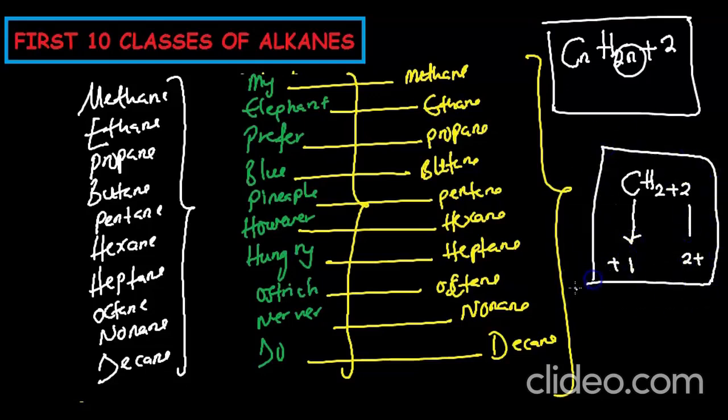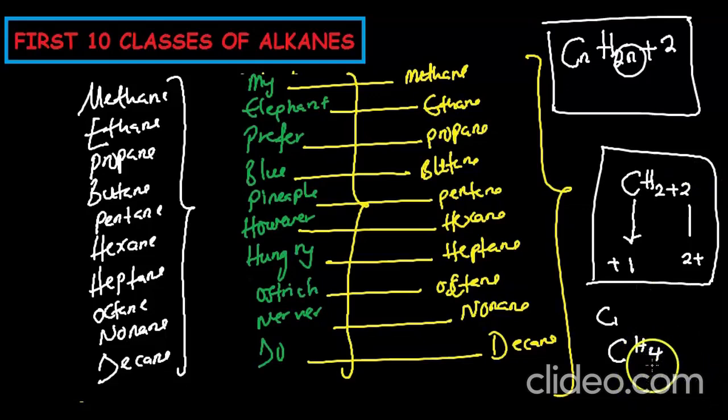Let's take an example with methane. Cn, remember we said our n is the number of carbon atoms in the molecule, right? So if this is the first one, it's C1, which is methane, but since it's 1, we don't need to write the 1. This is going to be C. 2 plus 2 is simply 4. And this is the molecular formula for methane.